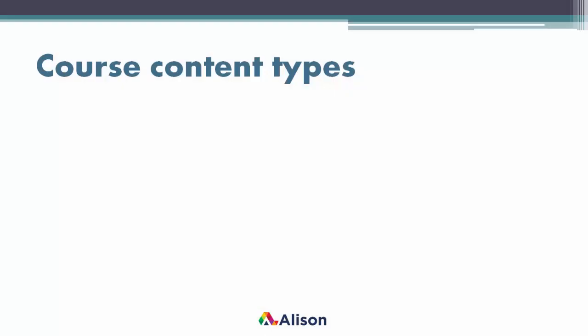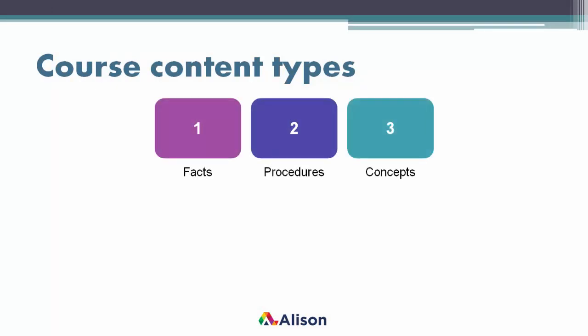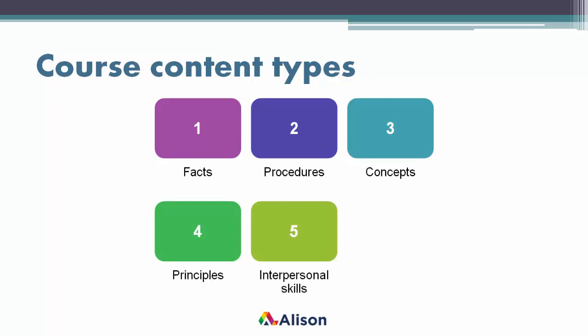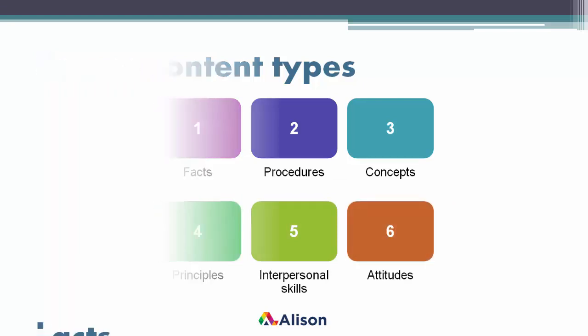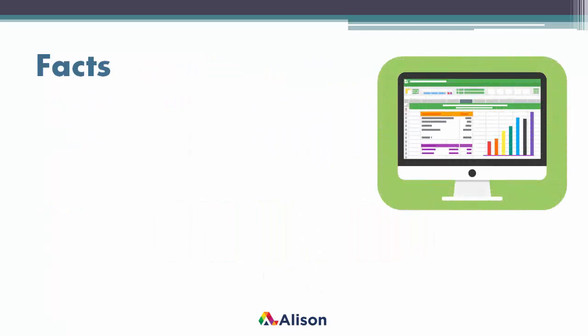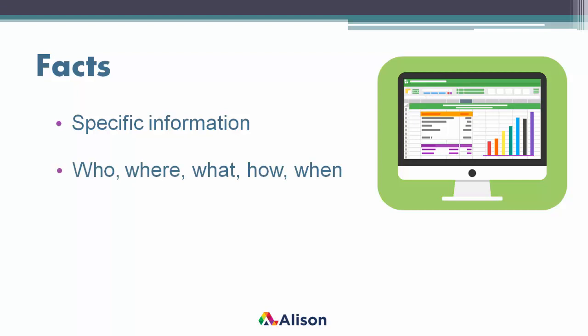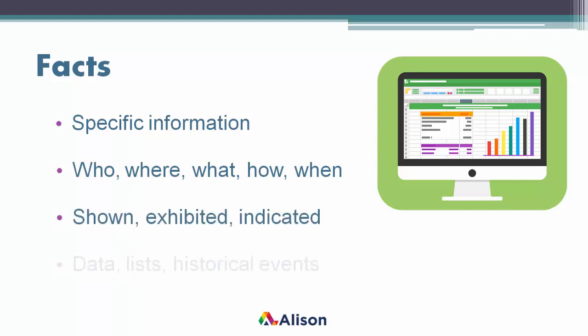There are 6 main types of course content: facts, procedures, concepts, principles, interpersonal skills, and attitudes. Facts represent specific information that answers questions such as who, where, what, how, and when. Facts can be shown, exhibited, or indicated. Examples include data, lists, and historical events.